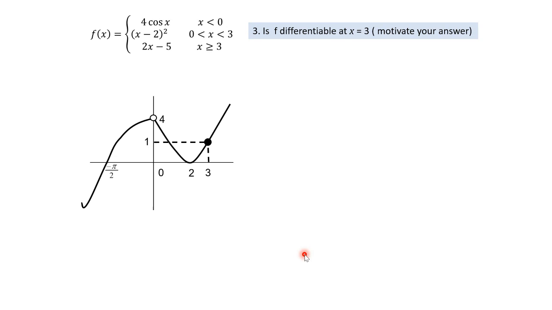The next question is: is f differentiable at x equals 3? Now there are two parts to a function being differentiable. Obviously, by the nature of the word differentiable, they're saying is the gradient from the left equal to the gradient from the right. But before we can do that, there is a prerequisite, and that is that the graph has to be continuous through that point x equals 3. So I can see it is, but I have to show it.